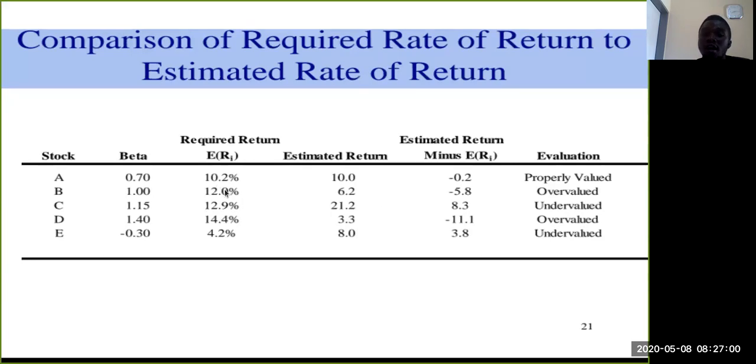For this scenario example, again, we got 12% and 6.2%. We're expecting too much compared to what we estimated, and it gave us negative 5.8%, and we saw that it was overvalued. And for the last one, we saw that we estimated this and we got this as what we were requiring, but when we do the subtraction, we saw that the difference was undervalued. This is because what we estimated, we got lower than what we estimated.